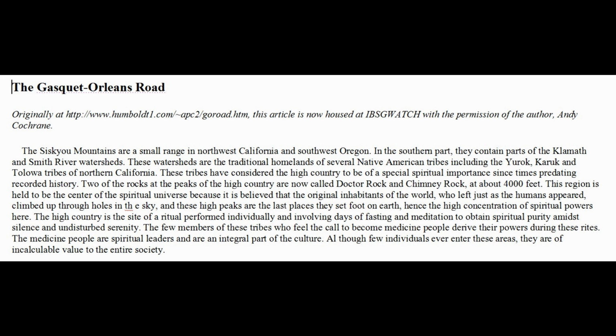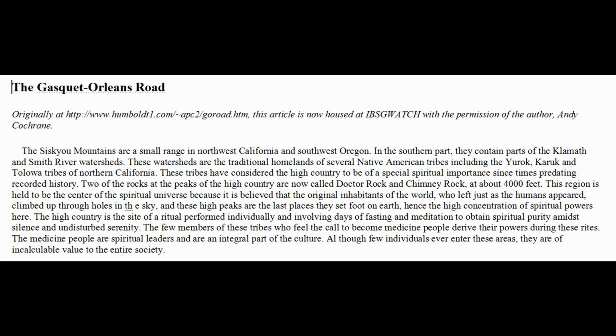The Siskiyou Mountains are a small range in northwest California and southwest Oregon. In the southern part, they contain parts of the Klamath and Smith River watersheds. These watersheds are the traditional homelands of several Native American tribes, including the Yurok, Karuk, and Tolowa tribes of northern California. And I hope that I pronounced that right. These tribes have considered the high country to be of a special spiritual importance since times predating recorded history. Two of the rocks at the peaks of the high country are now called Doctor Rock and Chimney Rock at about 4,000 feet.